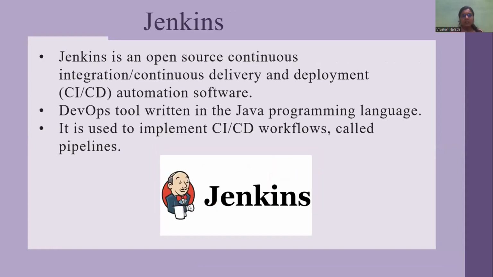So, what is Jenkins? Jenkins is an open source continuous integration, continuous delivery, and deployment automation software. Basically, it is a DevOps tool written in the Java programming language, and it is used for implementing the CI/CD workflow, which is also known as the CI/CD pipeline.